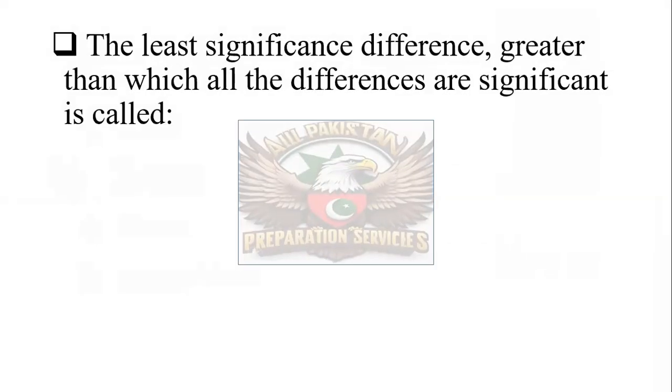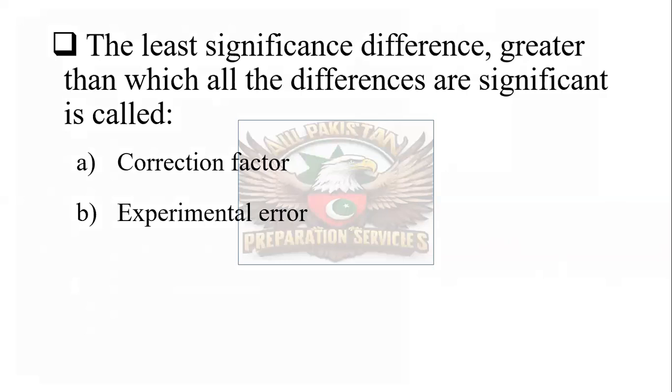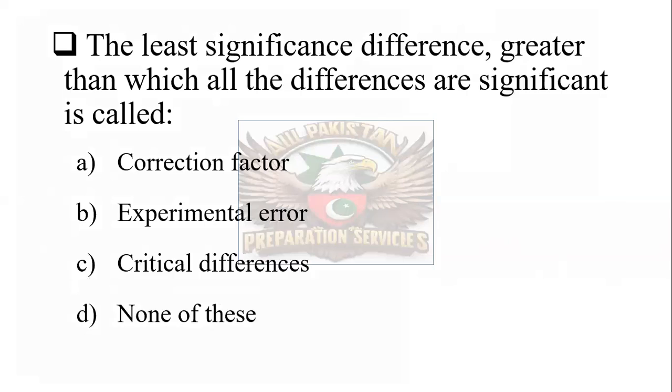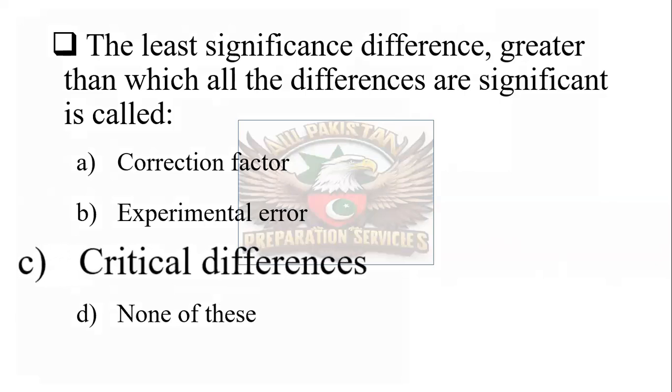The least significant difference, greater than which all the differences are significant, is called correction factor, experimental error, or critical difference. Which one is it? Critical difference.